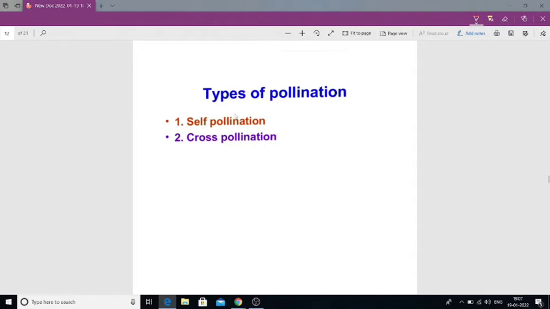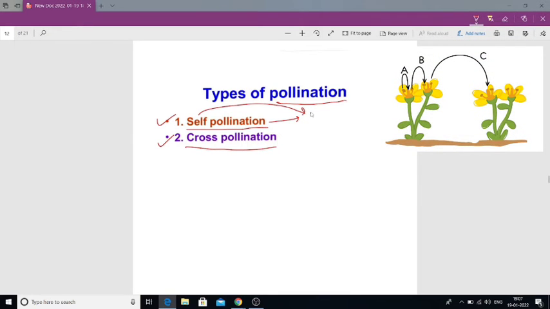Sometimes a question may arise from here. We have just discussed pollination, so now tell me how many types of pollination there can be. There are two types of pollination: self pollination and cross pollination. Self means what? Self means yourself, which is inside you, and cross means which is not inside you.